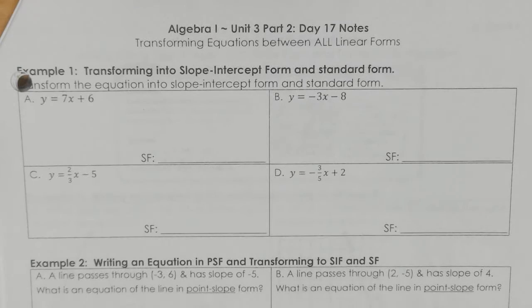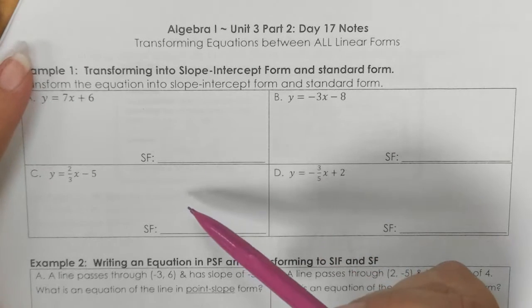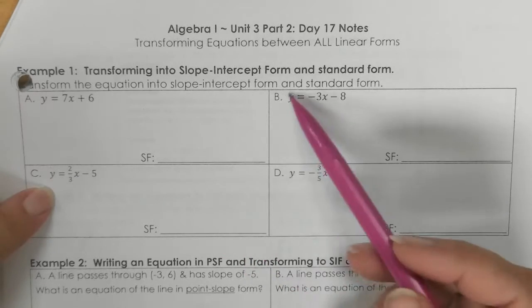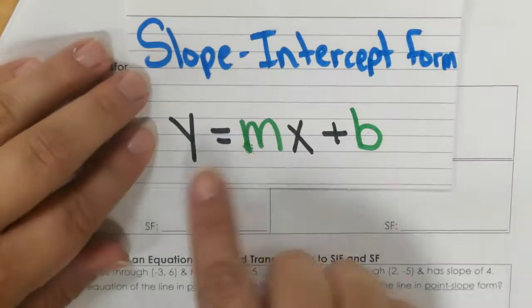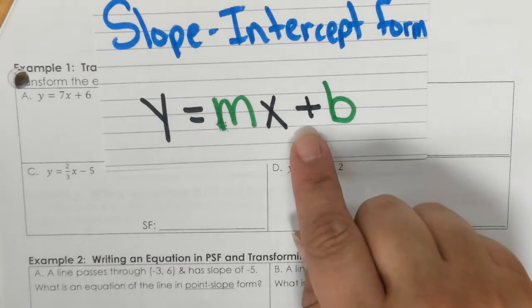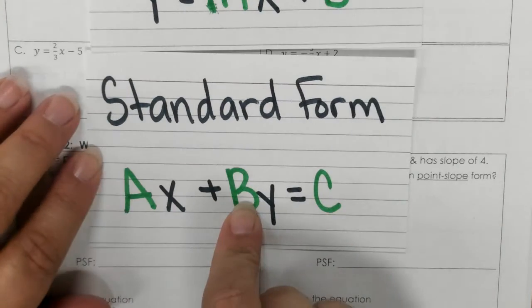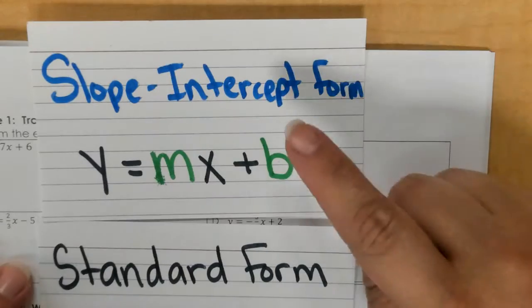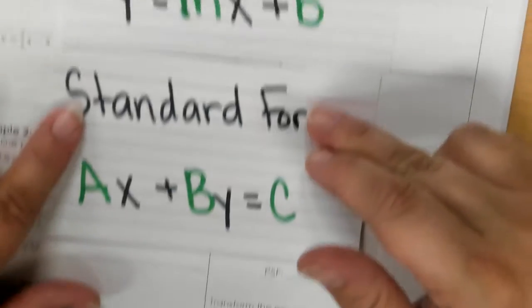For day 17 notes, it says transforming equations between all linear forms. So for this one, we have all of these equations in slope-intercept form, and we know that because y is by itself in all of these. And our goal is to go from this form, y equals mx plus b, SIF, slope-intercept form, to this form, standard form, where x and y are on the same side. Okay, so we're going to transform or change our equation from here to here.